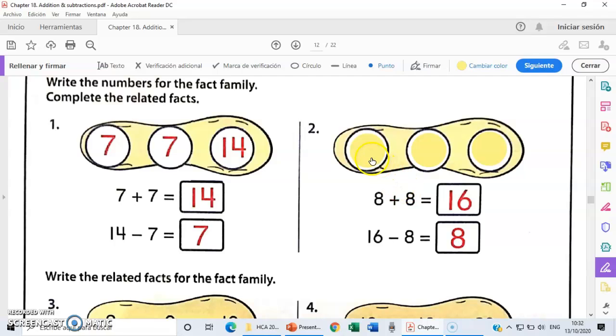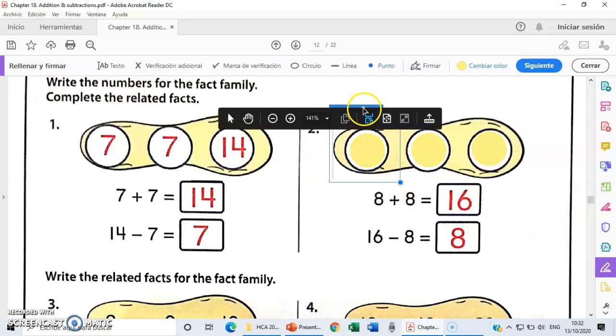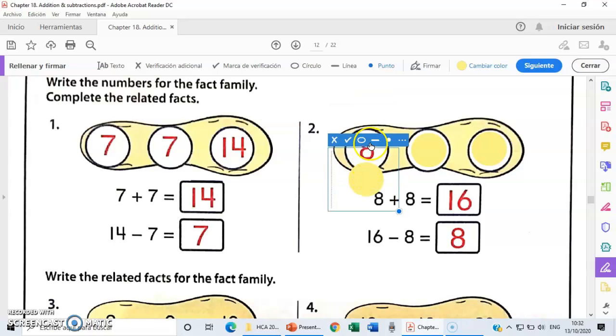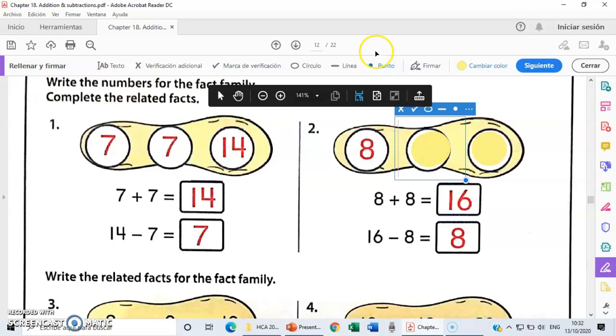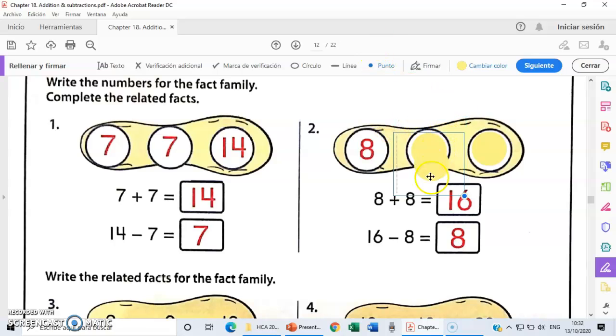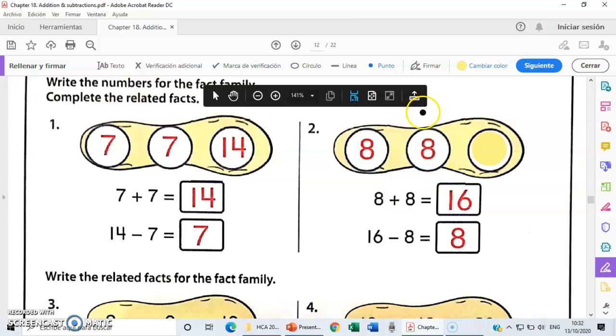So what are the fact families? Of course, 8, 8, and 16, sorry. Okay, let's go to the next exercise.